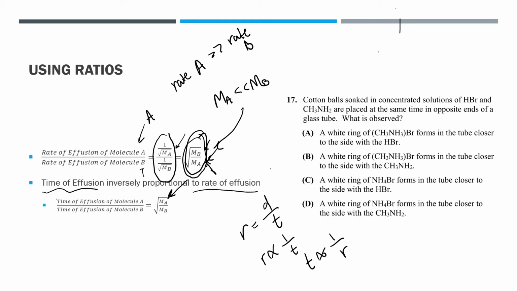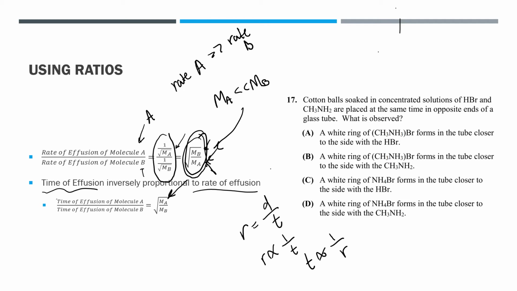Okay, so these are just some examples of where you would use these ratios in order to conduct some analysis and look at the relative rates or relative times of effusions of two different compounds. Let's look at a USNCO question that touches on this idea of rate of effusions.